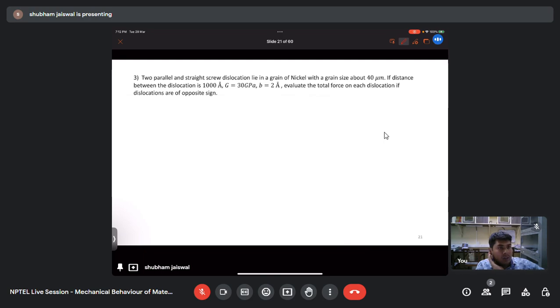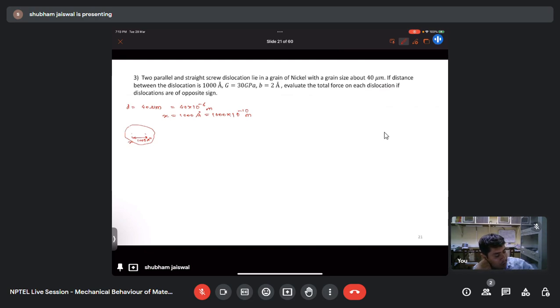So let's try to solve it together. They have given D equal to 40 micrometer, or 40 into 10 to the power minus 6 meter. Similarly, they have given the distance between two dislocations. Let's say here I have one dislocation and here I have two. Both are parallel to each other, and this distance, 1000 Angstrom, is nothing but x. So I can write x equal to 1000 Angstrom, or 1000 into 10 to the power minus 10 meter.